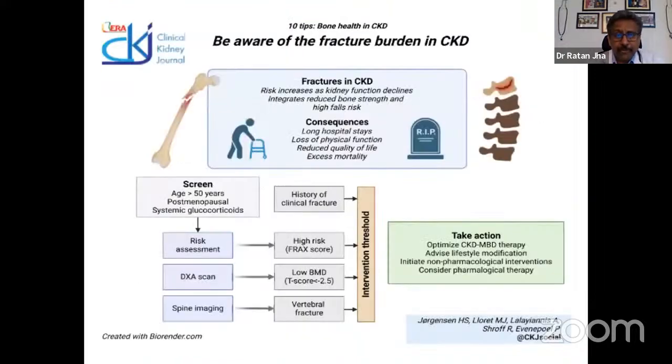So we should be aware of the fracture burden in CKD, because patients with chronic kidney disease are at increased risk of reduced bone strength and falls, with consequent prolonged hospital stay, reduced quality of life, and excess mortality. We have to assess the patient's risk by looking at whether they are above the age of 50 years, postmenopausal, or have received systemic steroids, and if so, we should look at the FRAX score, or the DEXA scan to see if it is below minus 2.5, or look at spine imaging, an X-ray of the lumbar spine, to see if there is any vertebral fracture. Then the appropriate steps should be taken.